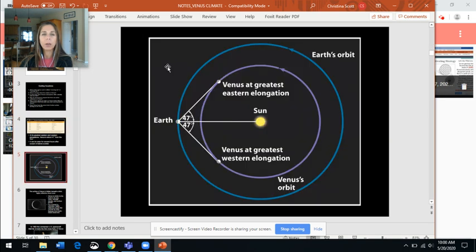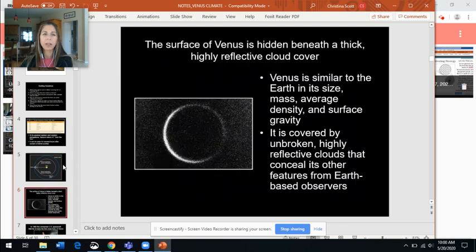I don't want to point that out, but I do want you to see that Earth is in its orbit, and if Venus is closer to Earth in its orbit, it'll appear brighter as an evening or morning star. But when Venus is in its orbit further away from Earth, then it doesn't look as bright.